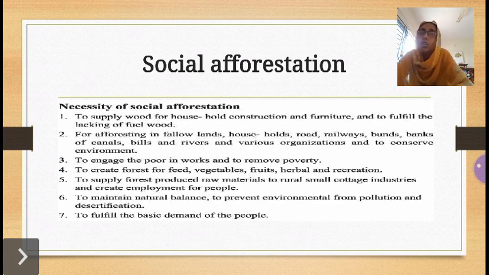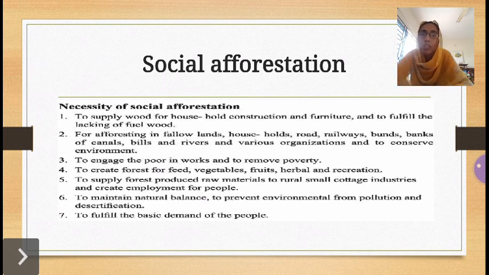It is to supply wood for household construction and furniture, and to fulfill the lack of fuel wood. We know that in villages, fuel wood is very important for cooking purposes. So from these types of trees, they can supply fuel wood, such as leaves and branches. They use it for fuel, and this wood you can use for household construction purposes.